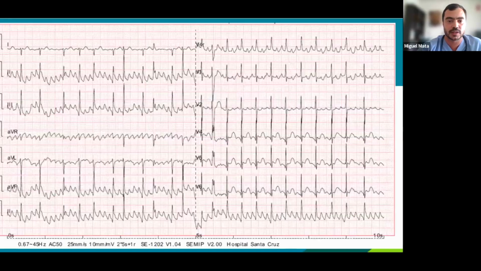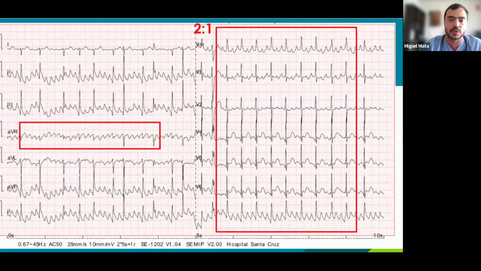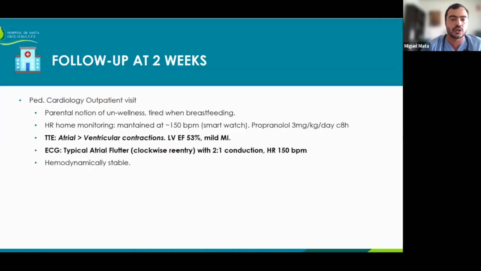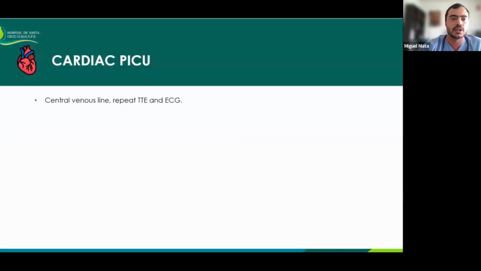And as you all expect, the ECG was quite similar to Andrea's, and we did expect the same course. We saw the classical sawtooth pattern of atrial flutter with the flutter waves positive in the inferior leads, suggesting a clockwise rotation. And we had a 2-to-1 AV conduction that led to this heart rate of 150 that the parents had already noticed.